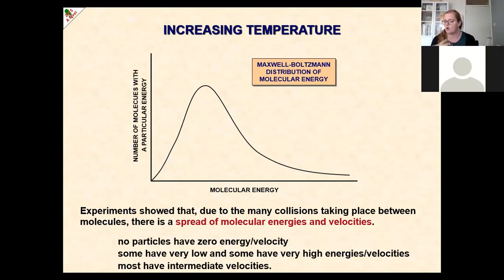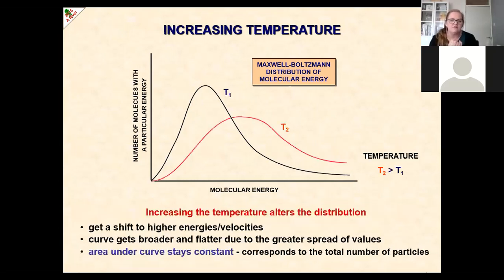Just because we're heating up all these reactants to the same temperature, they're not all going to have the same energy and velocity. Some are going to have slightly more, some slightly less, and we'll get a big range in the middle that have similar. Increasing the temperature alters this distribution. We get a shift to higher energies and velocities. Our curve gets broader and flatter due to the greater speeds of that spread of values. Our area under the curve stays constant because our number of particles isn't changing, but we're getting more with the higher energies because we're increasing them a little bit more.